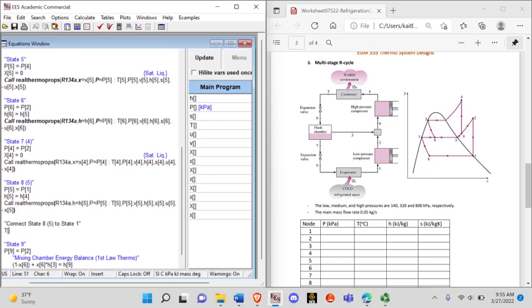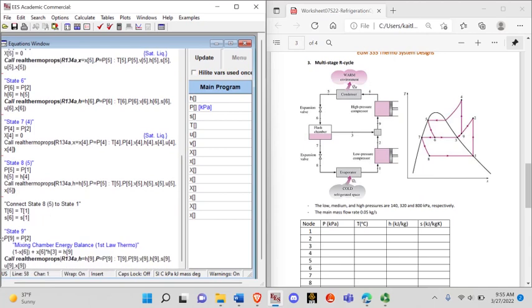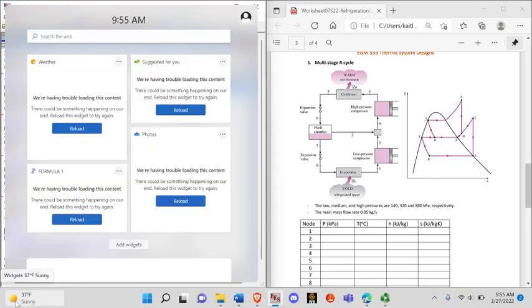So we could do T6 equals T1, S6 equals S1. Okay. Now, I'm going to comment out all these other states just so you can see how when I overlay the TS diagram, I'm creating this one simple cycle kind of.